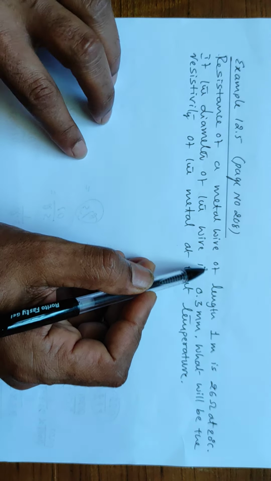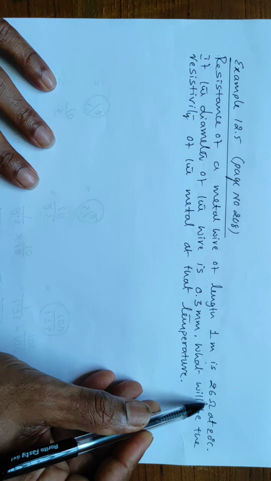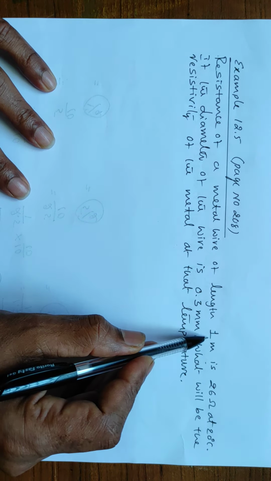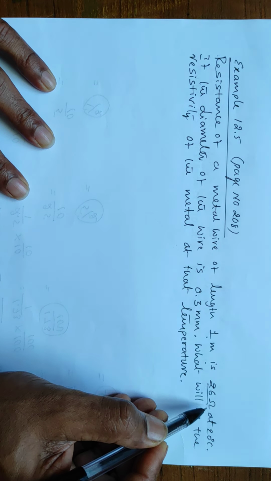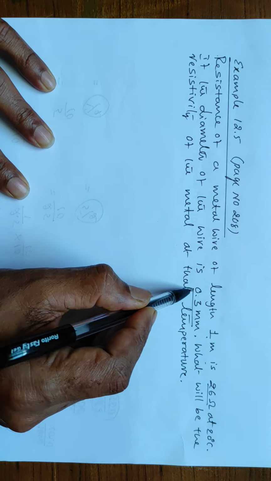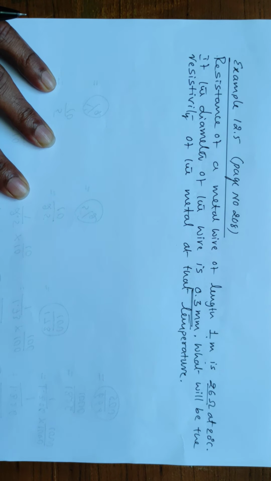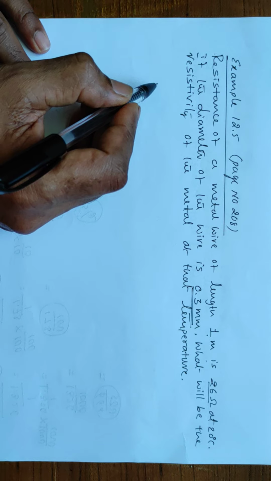Resistance of a metal wire of length 1 meter is 26 ohm. Two things are given: length is 1 meter and its resistance is 26 ohm. Diameter of the wire is 0.3 mm. It is given in millimeter, and we need to convert that into meters. So let me list out all the given information.